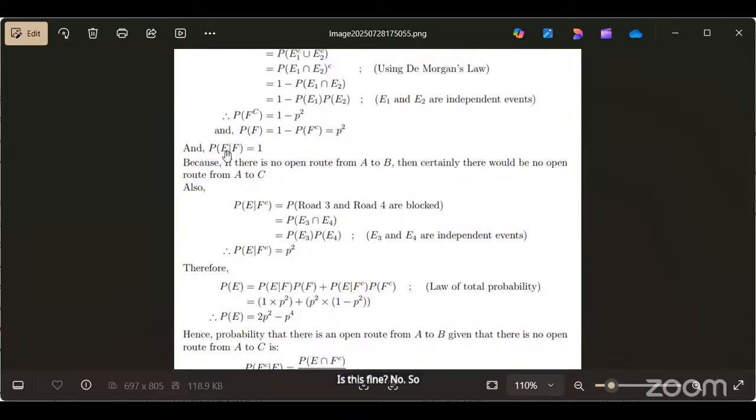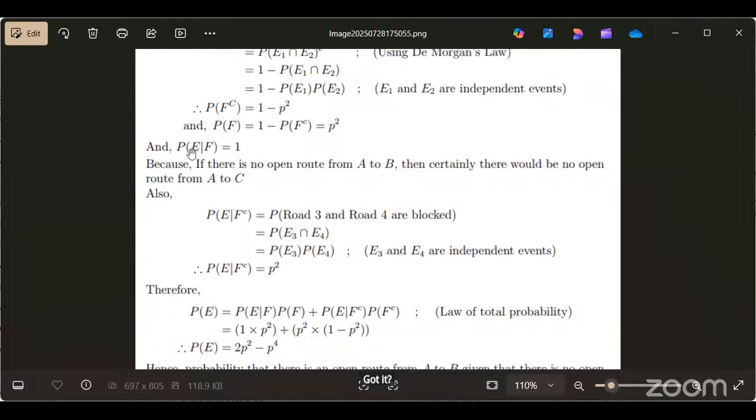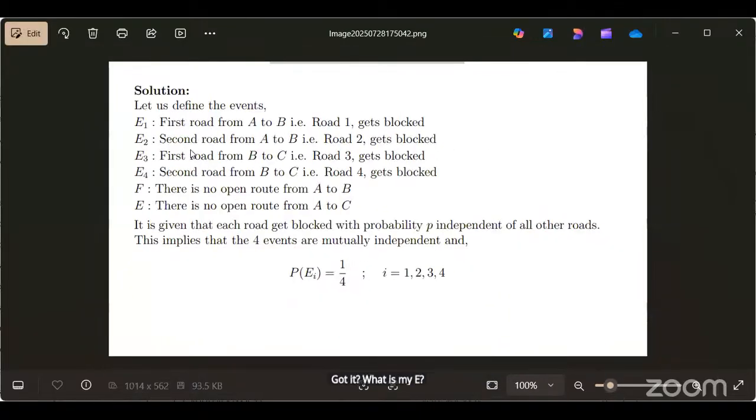Now, the probability of E given F means my A to B road is blocked. If A to B is blocked, then my B to C will also be blocked. What is my E? E is from A to C. If my A to B road is blocked, how can I go to C? So that means my E given F will be 1.